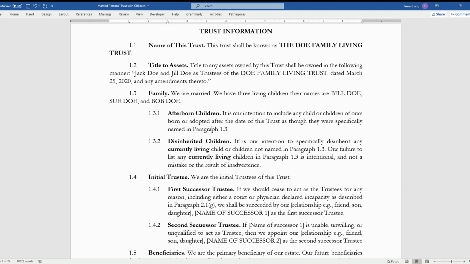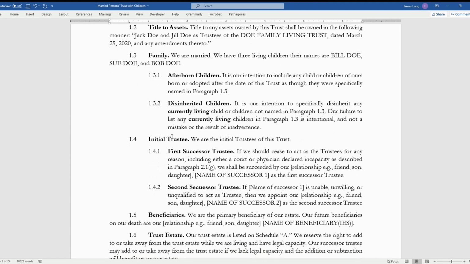Disinherited children, you could specifically disinherit someone. So if Jack and Jill wanted to disinherit the deadbeat Bill here, they could easily just say, disinherited children, it's our intention to specifically disinherit Bill Doe. You could do that too if you have a specific person to disinherit. You don't have to put in any complex language to disinherit someone. You just don't include them here. So that's all that's there for. You could delete it if you don't want it.